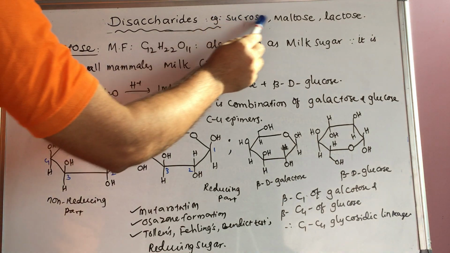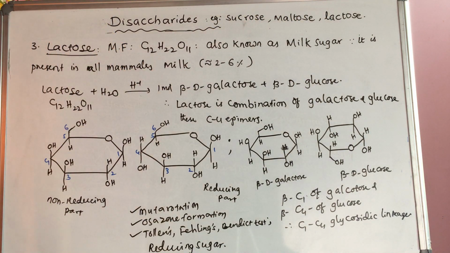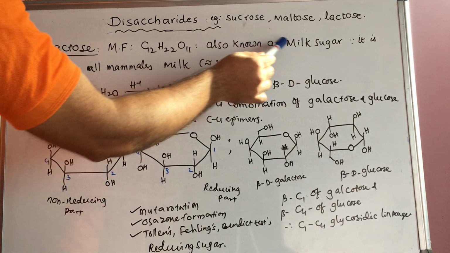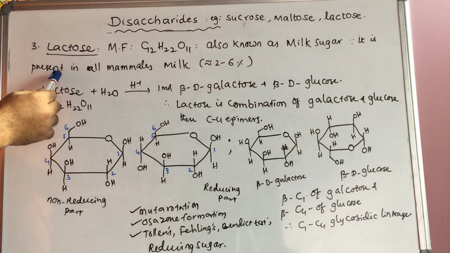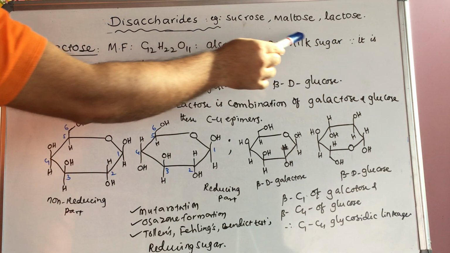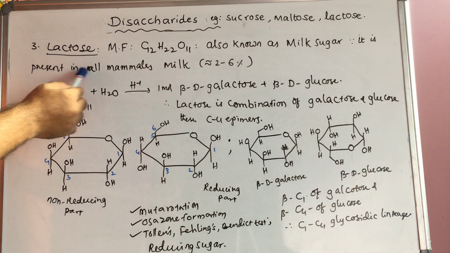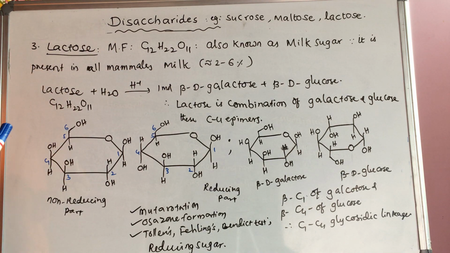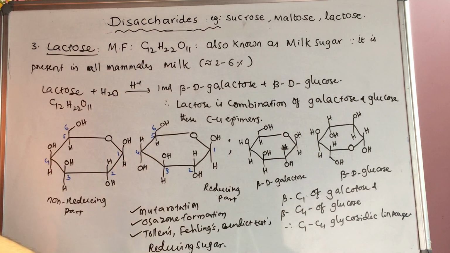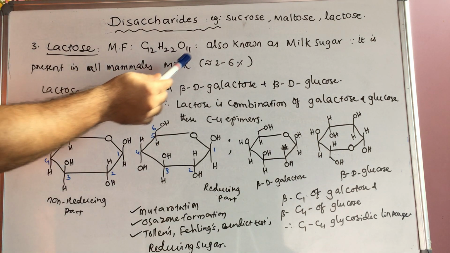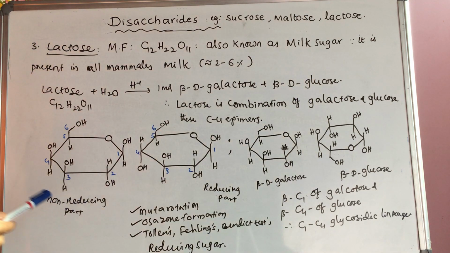C12H22O11. All the molecular formulas are the same, but there is a small difference in their configuration. Lactose is also known as milk sugar. Why is it called milk sugar? It is present in all mammals like cow, human beings, whatever mammals are there, those having mammary glands. They produce milk. In that, it has 2 to 6% of lactose. That's why it is known as milk sugar.